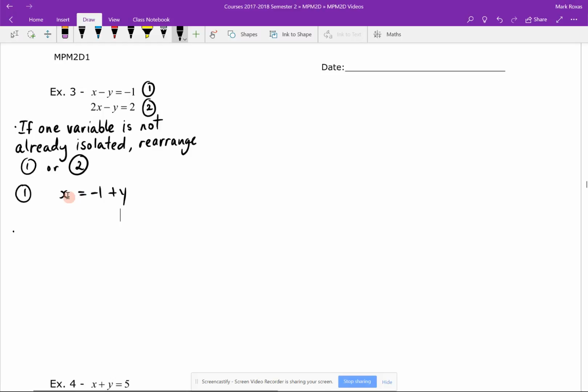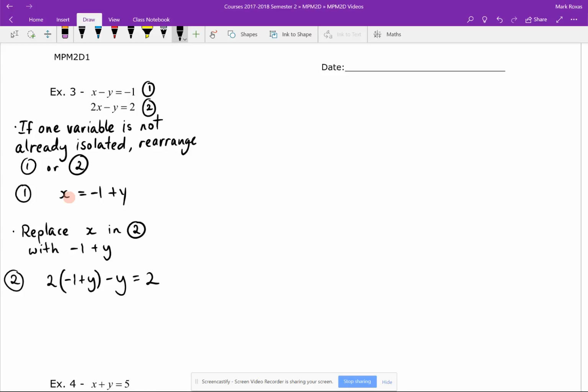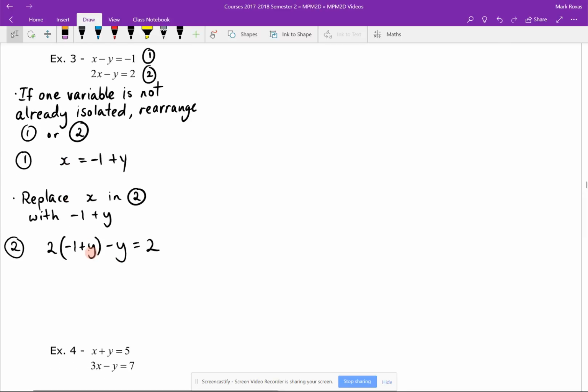Okay, so we're going to say here, replace x in my second equation with -1 plus y. Okay, so let's write the second equation. So here's equation number 2. You're starting off with 2x, so 2 times x is going to be replaced with -1 plus y. And then I have a minus y in my equation, and then I have the equation equal to 2. Okay, now you can see we have an equation where there is a single variable, one unknown variable. We can solve for that.